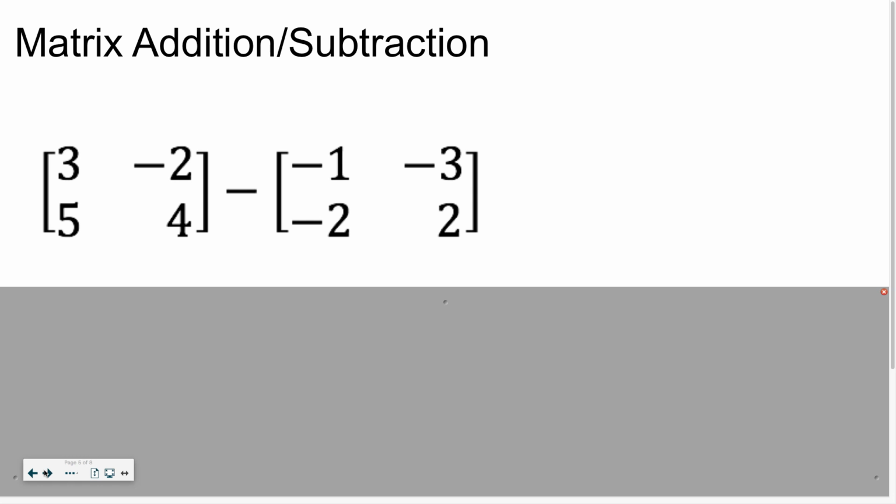Matrix addition or subtraction. Suppose I gave you these two matrices. Do you suppose I might be able to subtract them? If I were going to subtract them, what would you do?